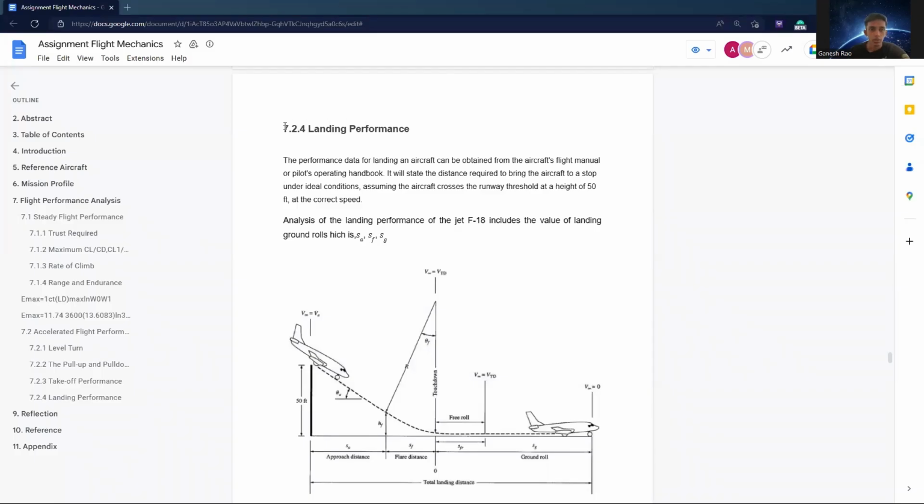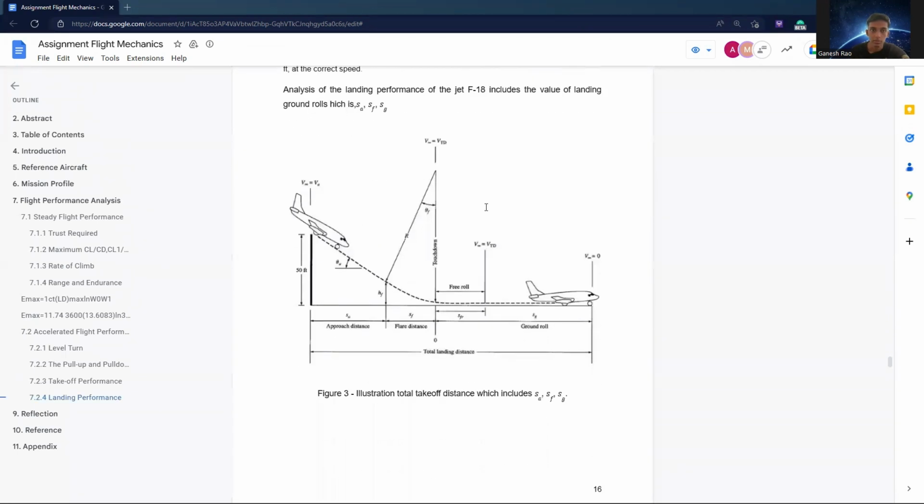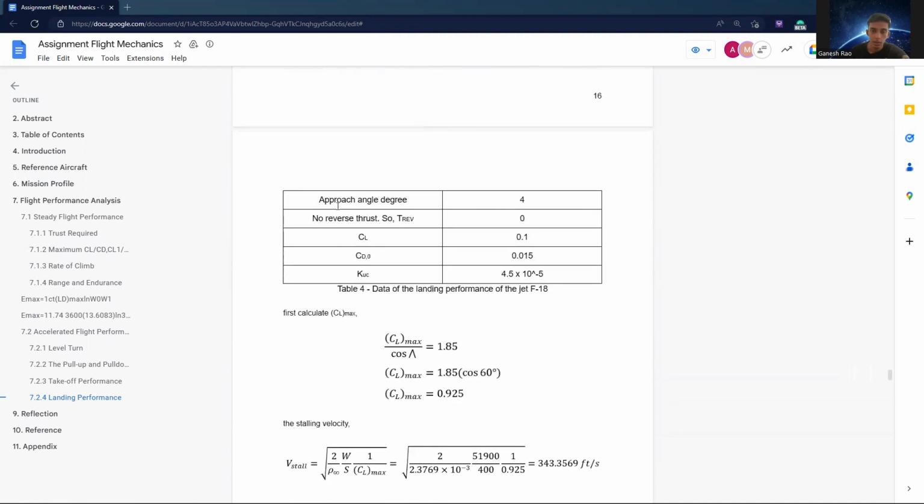My name is Ganesh Rao and my matric number is 206116. Now I'm going to talk about the landing performance for this aircraft, which is the F-18 Hornet. For this aircraft, we assume that the runway threshold height is 50 feet. So this is the illustration for the landing.